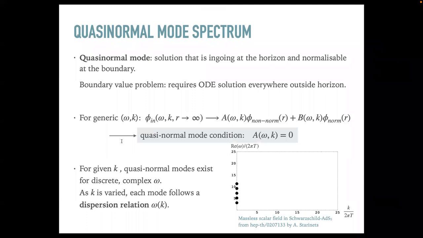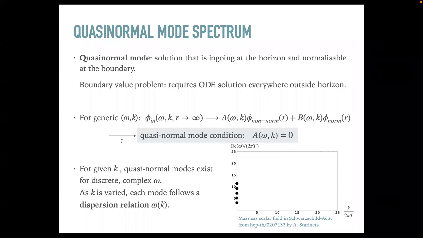Okay, so the quasi-normal mode, in this case of the scalar field in the Schwarzschild spacetime, corresponds to solutions of this equation of motion, which I just wrote down, that are ingoing at the horizon and are normalizable at the boundary. Okay, so hopefully it's obvious that in order to determine what the quasi-normal modes are of the spacetime, we have to solve a boundary value problem.